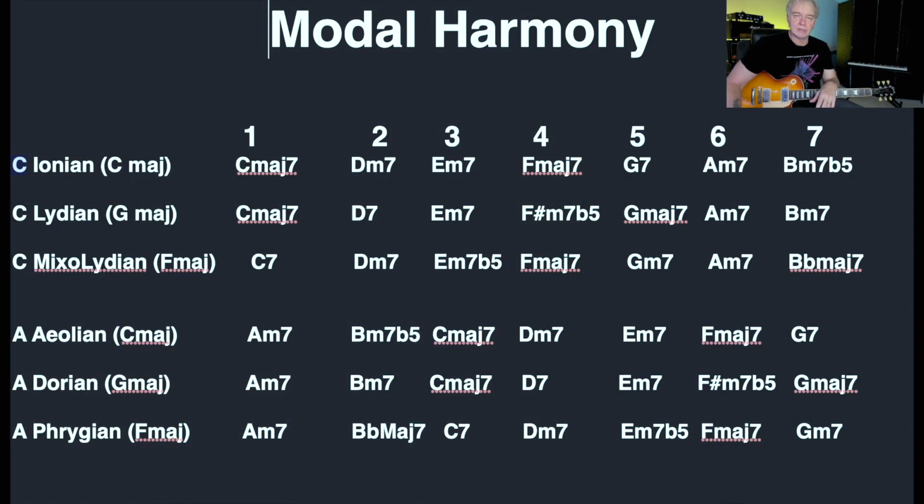But before I do, I want to give you a little thing I drew up here that hopefully helps illustrate what the difference is between these modes. I separated them between the typical major modes and the typical minor modes. So let's check it out. Okay, you can see here I've done a little diagram of just what modal harmony is. I'm starting with the C Ionian mode, and C Ionian is really just a fancy word for C major.